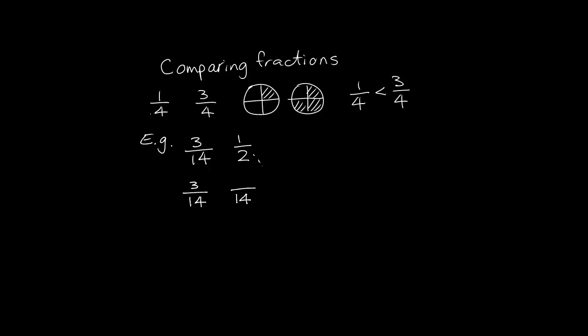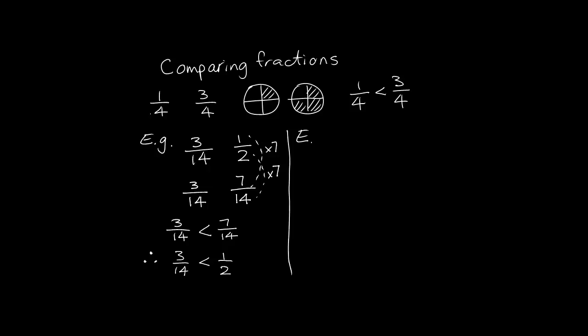To go from the 2 to the 14, I would have multiplied by 7. Do the same thing to the numerator. 1 times 7 will give me 7. Okay? Much easier to compare 3/14 to 7/14, and it's pretty clear that 3/14 is less than 7/14, which means then I can say that 3/14 is actually less than a half, the original fractions we were trying to compare.